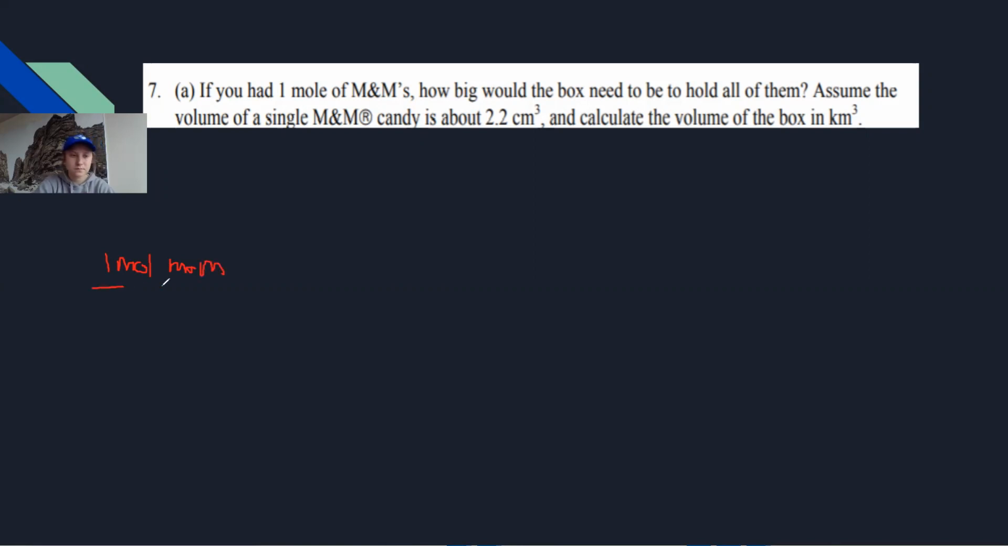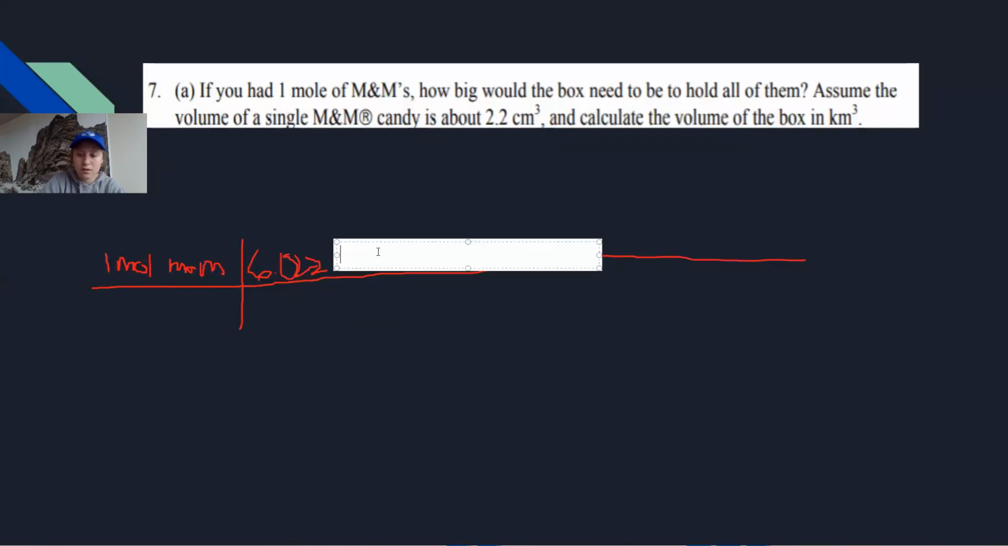And for every 1 mole of M&Ms, we have 6.022 times 10 to the 23rd.